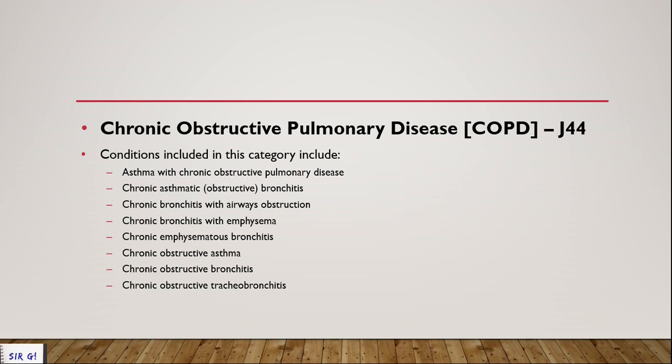Now, because we have a separate code as well for bronchitis, and we have a separate code for asthma, and we also have a separate code for your emphysema, be careful with those. We need to have these terms in order to classify them under the category J44.